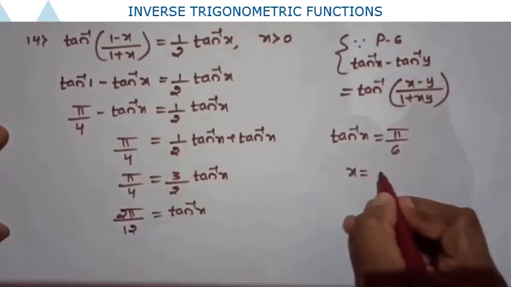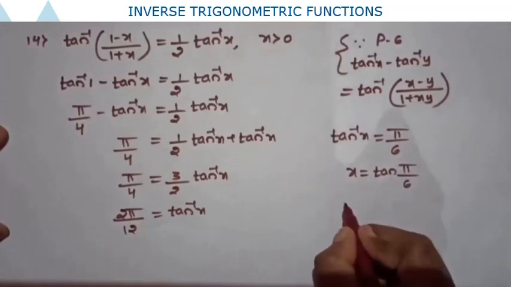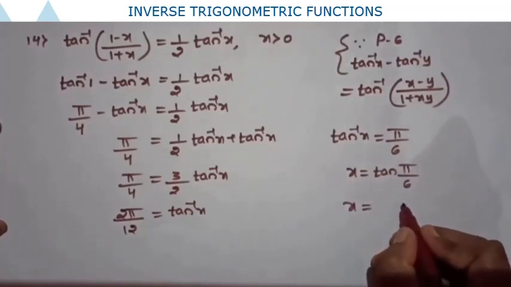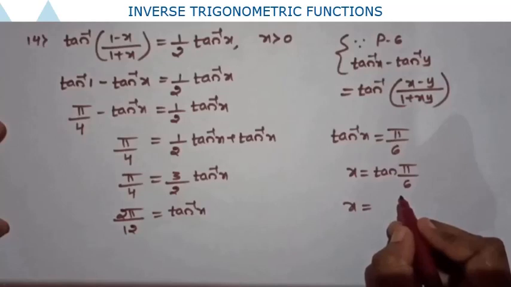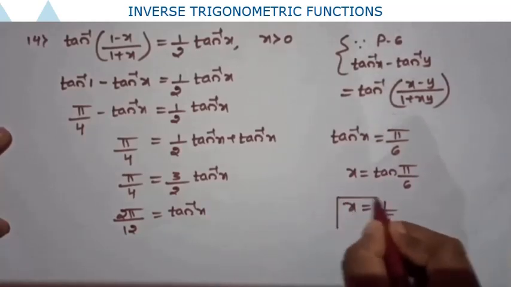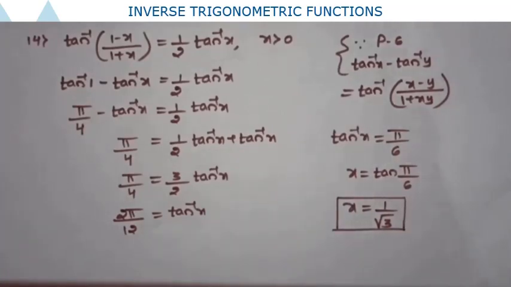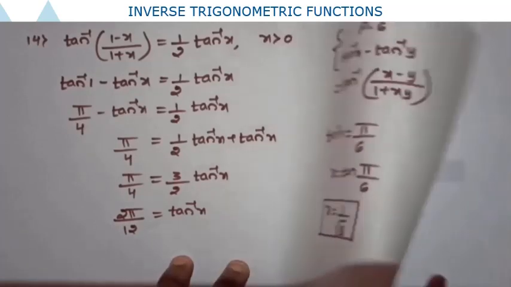So therefore x is equal to tan pi by 6. What is the value of tan pi by 6? Tan 30 degrees. Tan 30 is nothing but sin 30 by cos 30, which is 1 by root 3. Okay, so the value of x is 1 by root 3. So this is the 14th example. Now let me take the 15th sum.